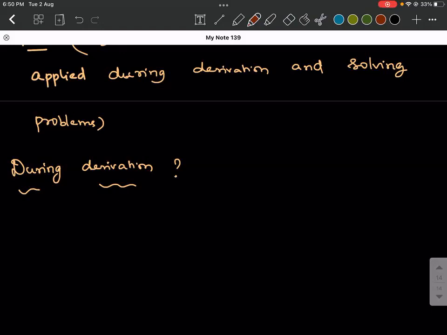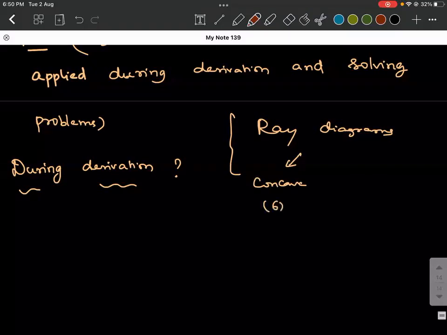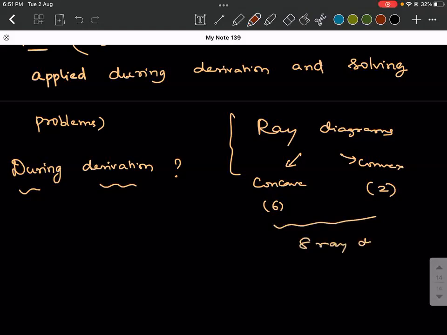If you look at the set of ray diagrams that are available for a concave mirror, you have 6 ray diagrams, and for a convex mirror, you have 2 ray diagrams. So there are totally 8 ray diagrams for which the object position and image position are different at every instant.